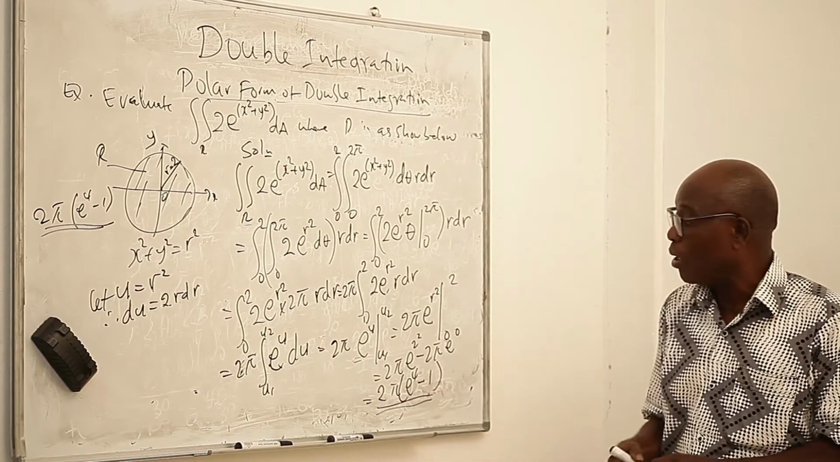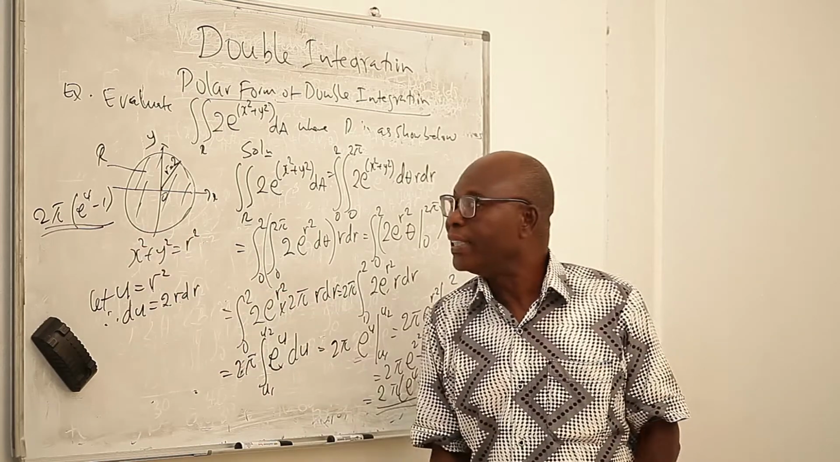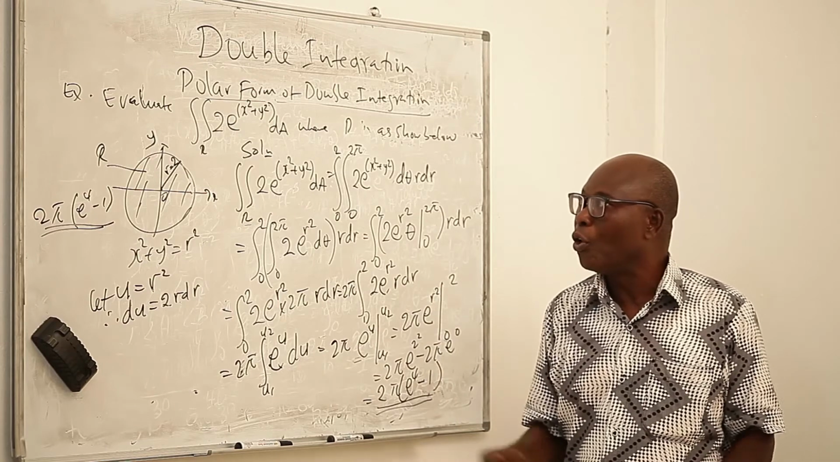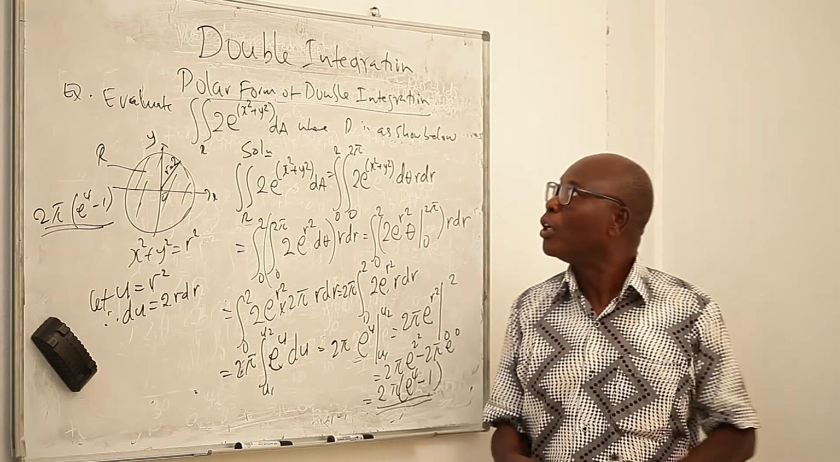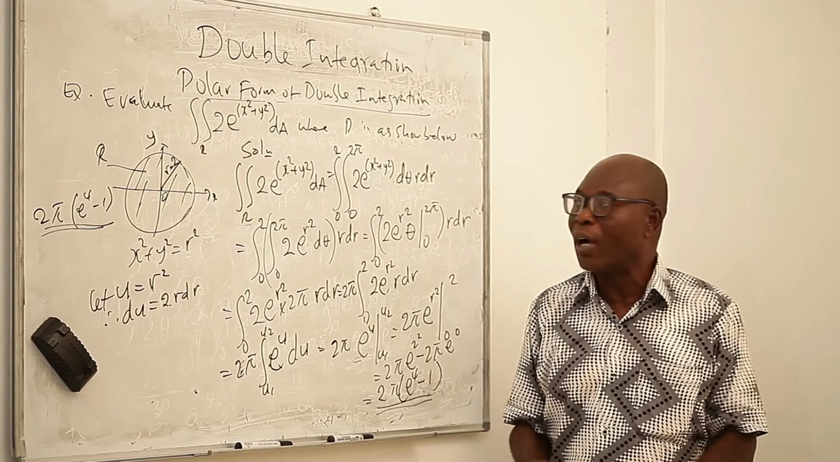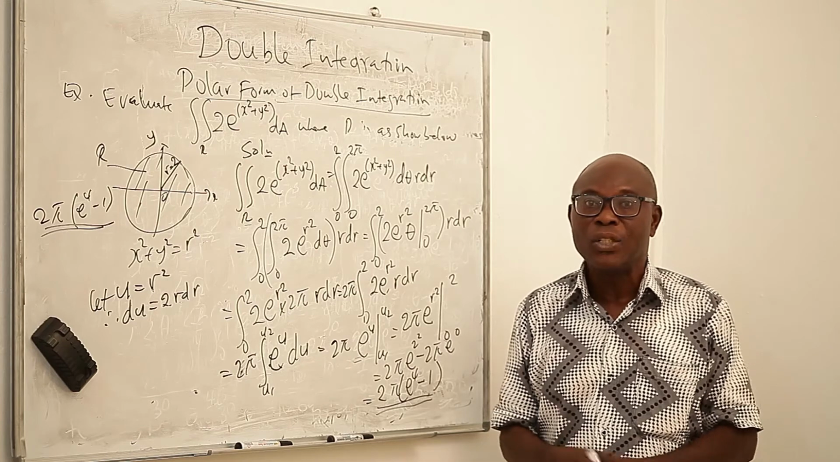And the answer we've got is the same as when we integrated first along r. And so with the polar form of double integration, you can decide to integrate along r first or theta first. In both cases, you get the same answer.